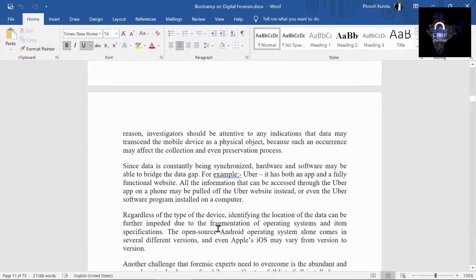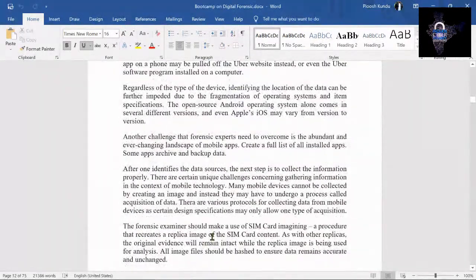Now, regardless of the types of devices, identifying the locations of the data can be further complicated due to the fragmentation of the operating system and the item specifications. The open source Android operating system also comes in several different versions. Even Apple's iOS varies from version to version. Another challenge that forensic experts need to overcome is the abundant and challenging landscape of mobile apps. Now, creating the full list of the installed apps.